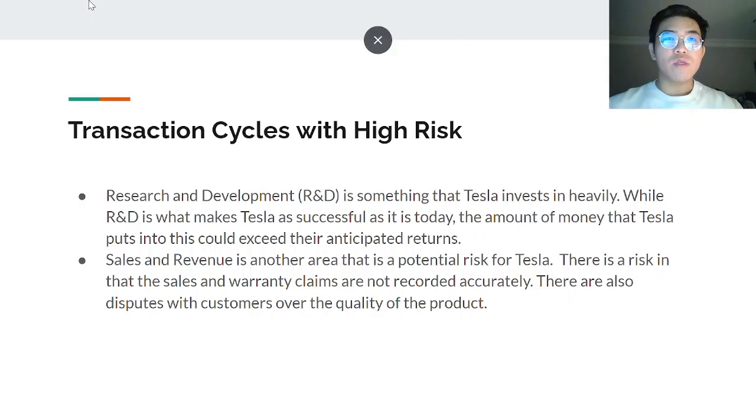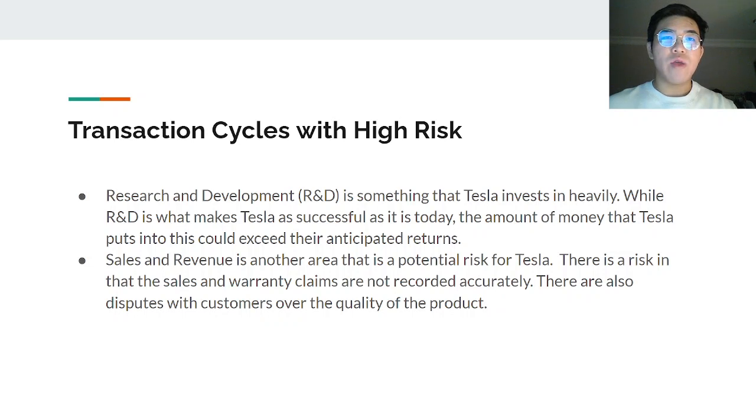So for my part of the presentation, I will be talking about Tesla's auditing risk. We will start out by looking at the transaction cycles with the highest risk. The first one we're going to talk about is research and development. R&D is extremely important to Tesla as that is what makes the company so successful. However, R&D comes with potential risks because it is something that could exceed Tesla's anticipated return. It is not necessarily always successful, but in Tesla's case, it has benefited them.